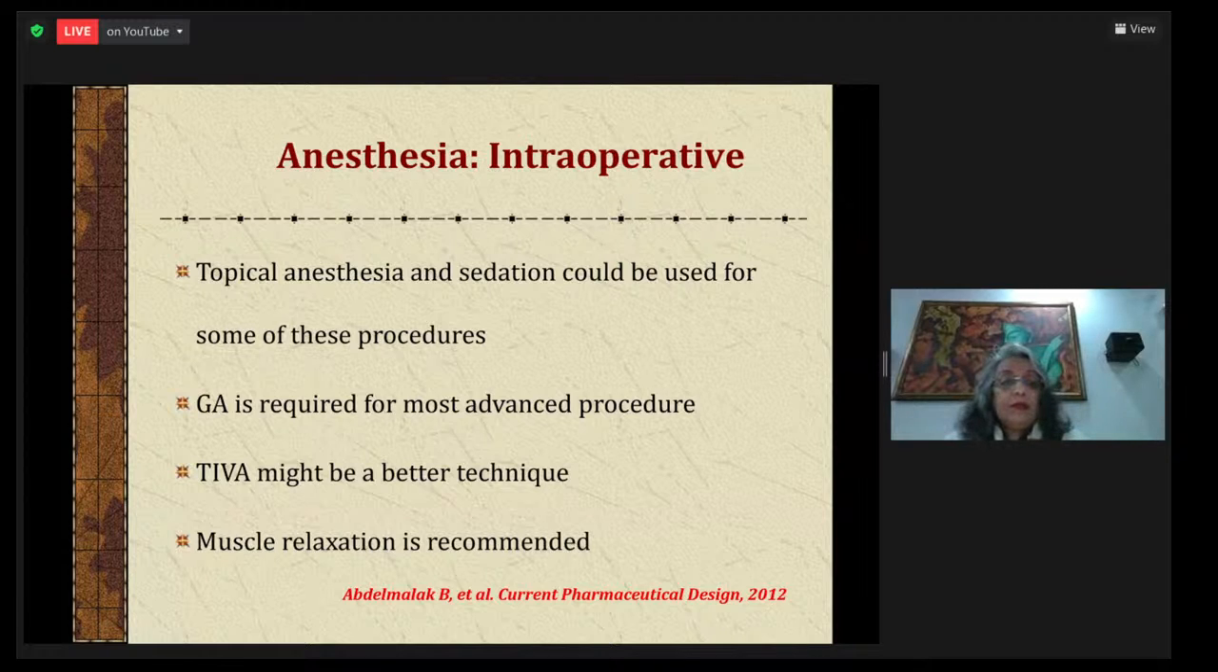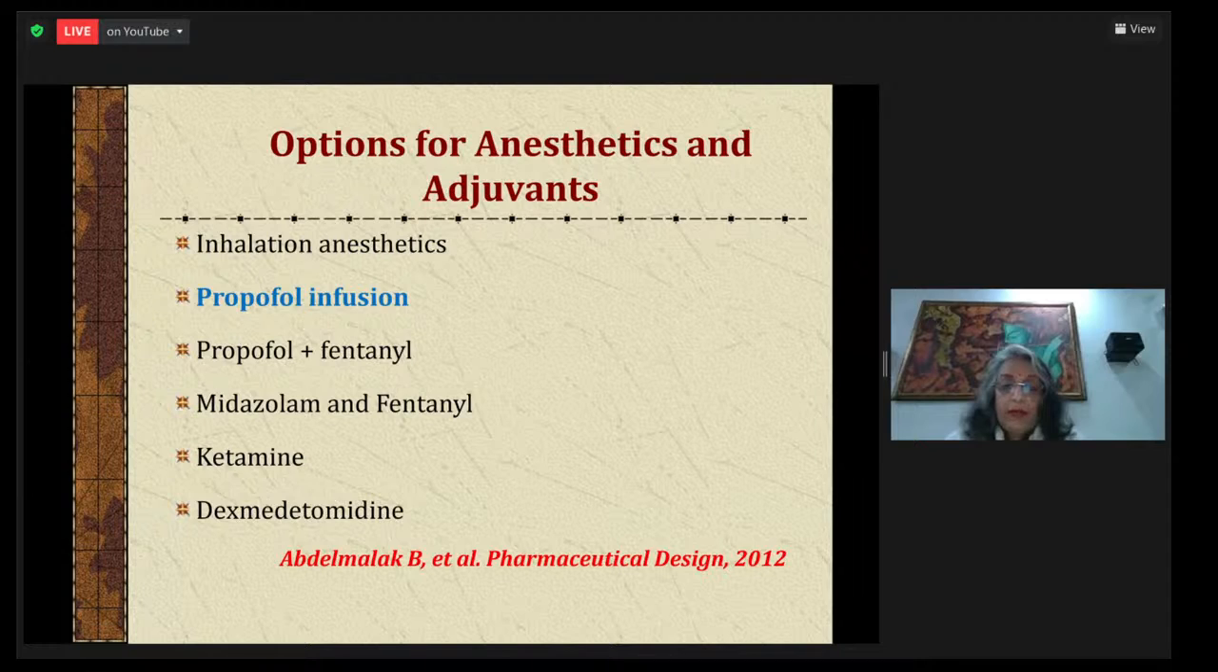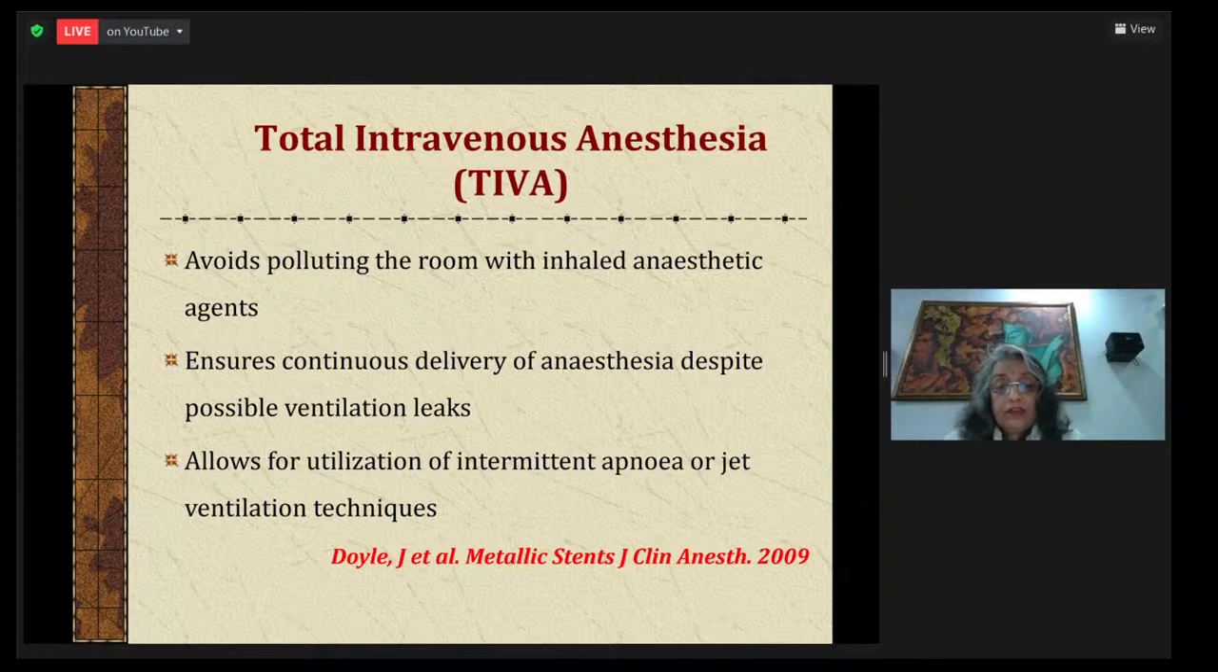The cornerstone of total intravenous anesthesia is propofol infusion, which we commonly use in our center. Inhalational anesthetics, fentanyl, midazolam, ketamine, and dexmedetomidine are all other adjuvants which we can use in these procedures. The advantage of TIVA is that it avoids polluting the operating room with inhaled anesthetics, and it ensures continuous delivery of anesthesia despite possible ventilation leaks, and it allows utilization of intermittent apnea or jet ventilation techniques as and when required. Also, since we are sharing the airway with the bronchoscopist, we are really not sure how much of the inhaled anesthetic is reaching the patient and if we are able to achieve the MAC concentration. So TIVA gives us better control and ensures adequate depth of anesthesia.